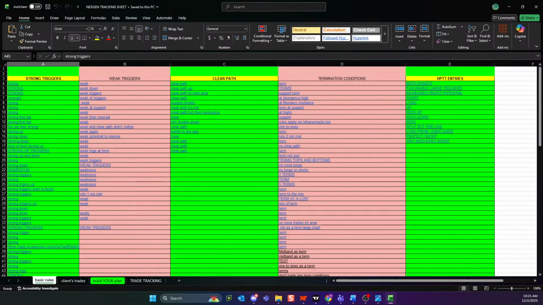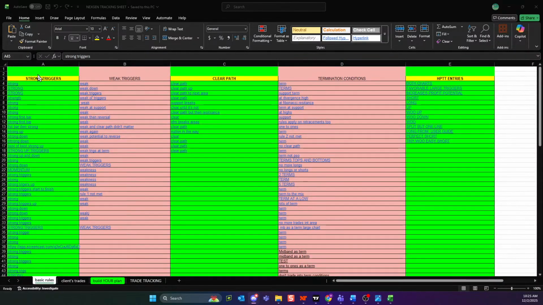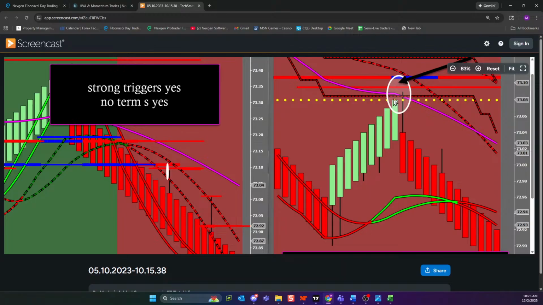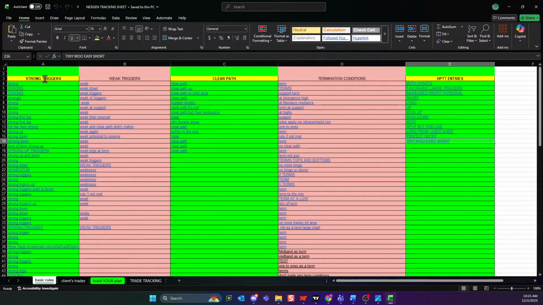Guys, this spreadsheet right here would be enough. That's it, Pete. Nothing to do. Strong triggers: 50 pictures annotated of what it means to have rule number 1 met. Clear path: 19 pictures, or 18, 17 pictures showing you exactly what it means to have a clear path. Entry: pictures showing you exactly how to define your entry. Guys, a trade isn't anything more than strong triggers, clear path, and entry.